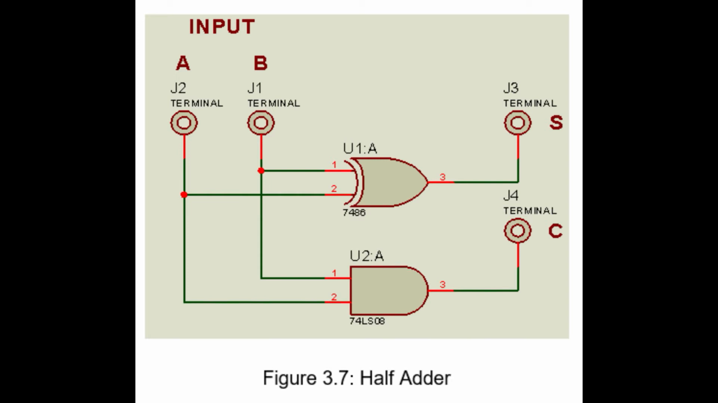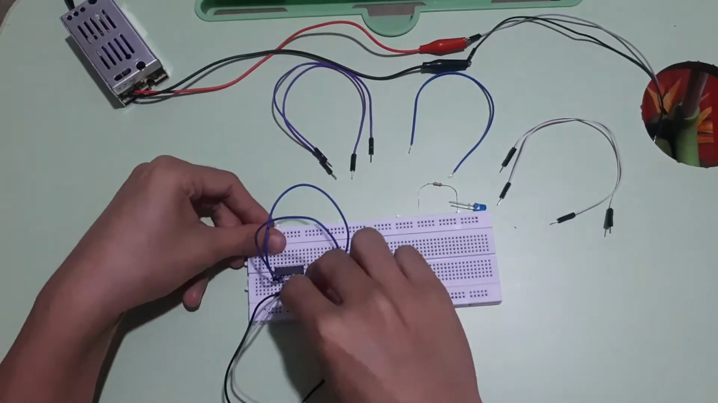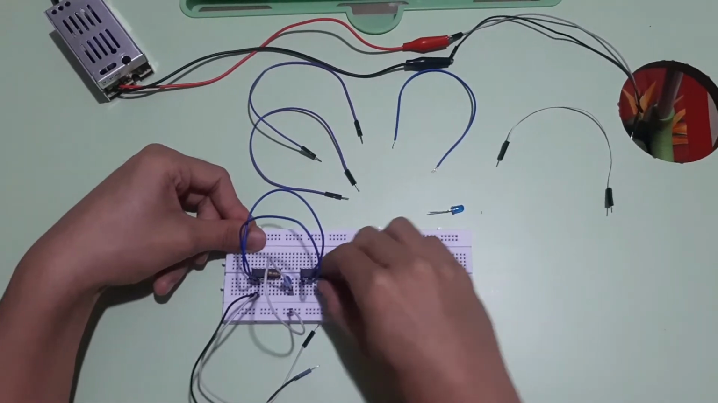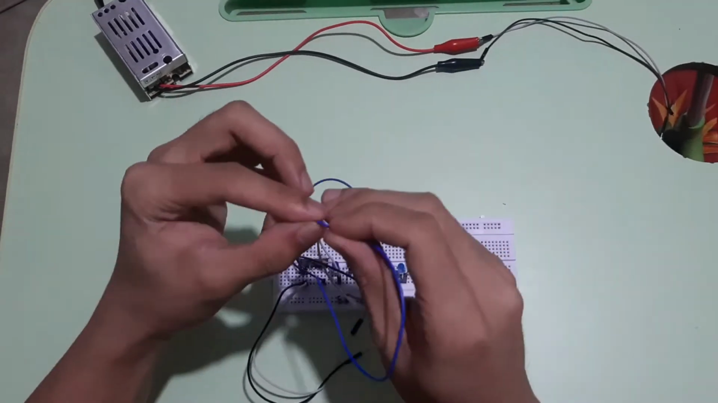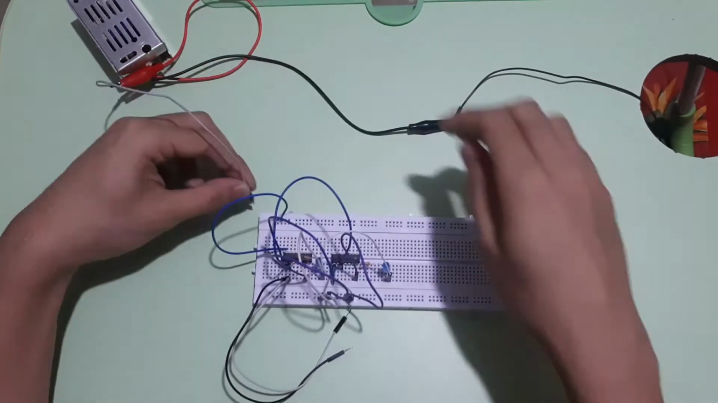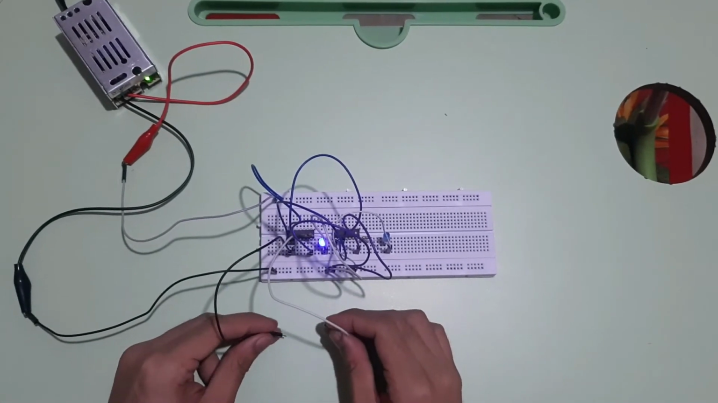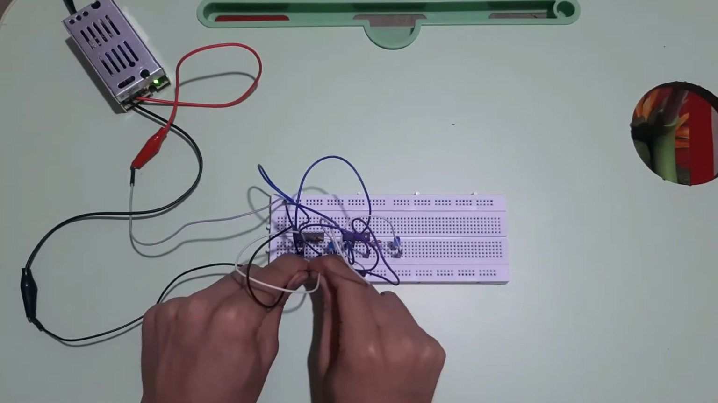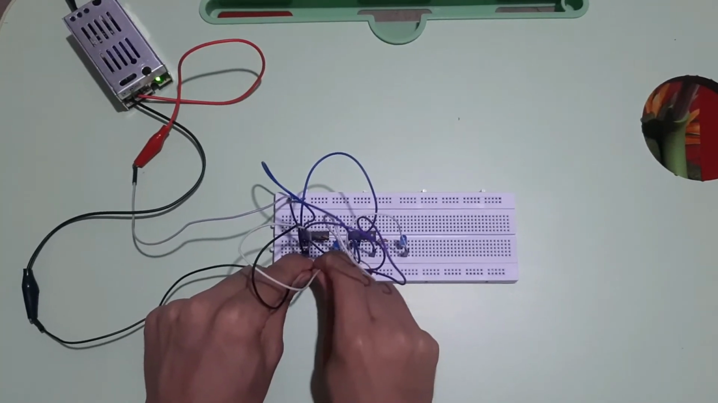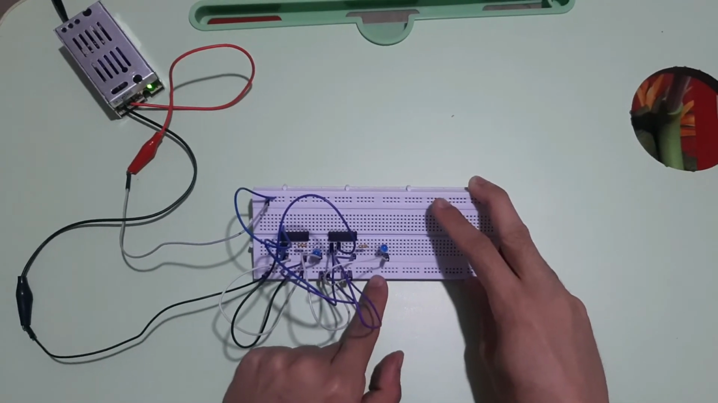Now let's create the circuit. Now we have our half adder circuit. Now let's test. If all input is 0, both S and C outputs are 0.